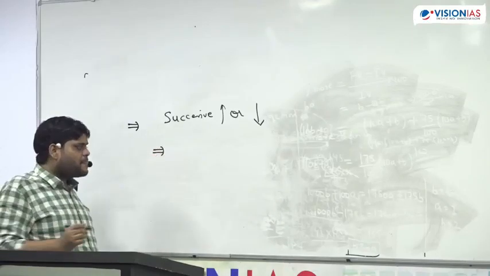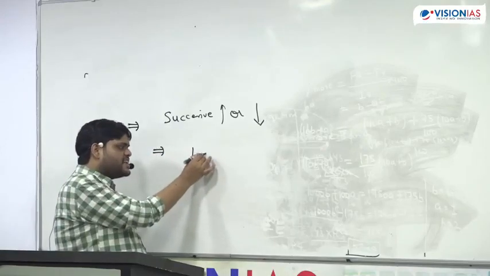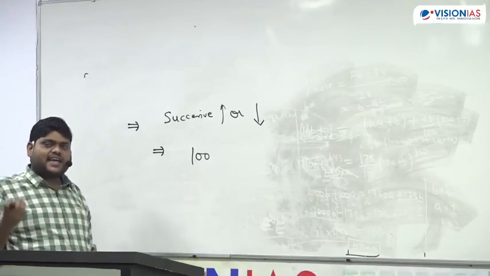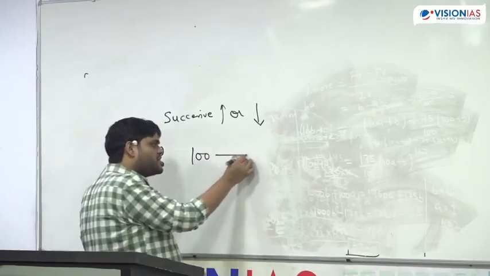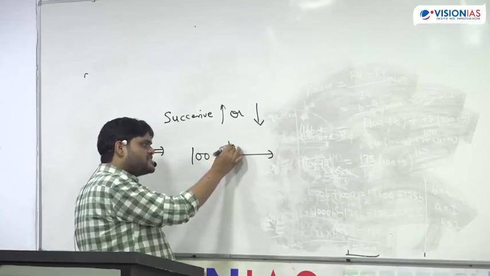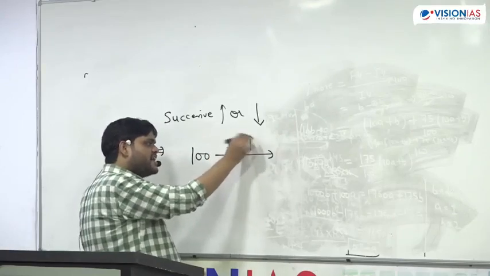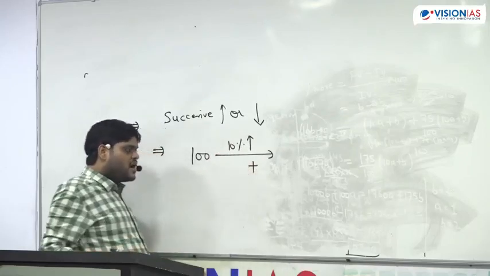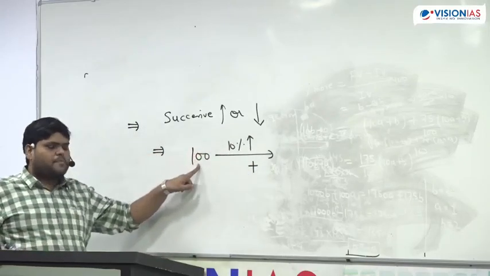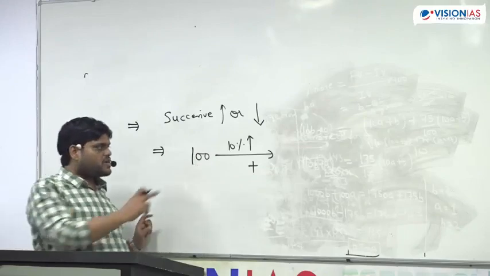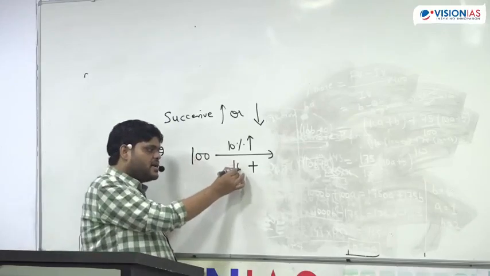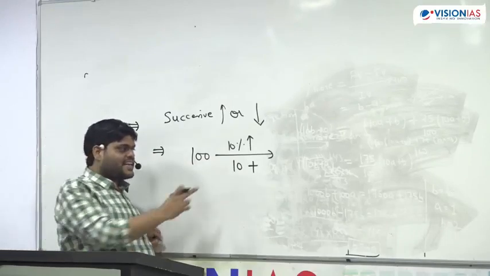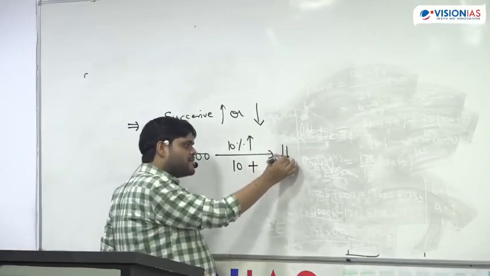See, if the population is 100 right now, and the population is increasing 10% every year, what does this mean? In the first year, the population increased by 10%. Increment means addition. How much addition? 10% of this number. What is 10% of this number? 10% of this number is 10. So if I add 10 to this number, it becomes 110.